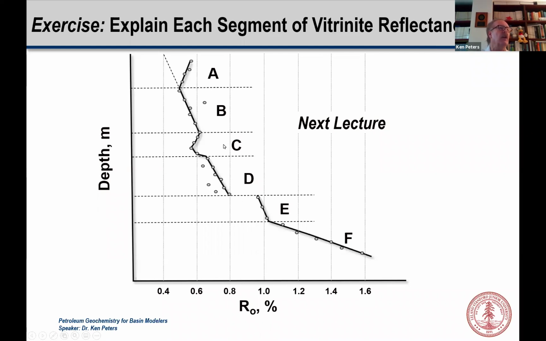What's the thermal maturity in this zone right here? Is it this or is it over here? What's going on up here? What's going on at this dog leg right here? Is that because of a change in the geothermal gradient, or is there something else that's causing that? So this is a little homework.